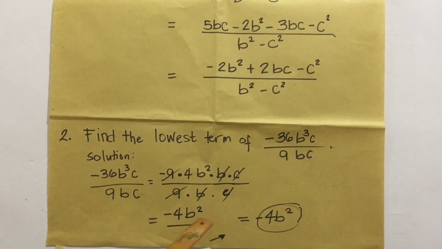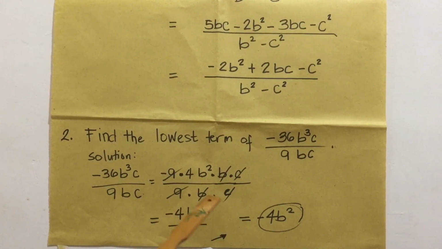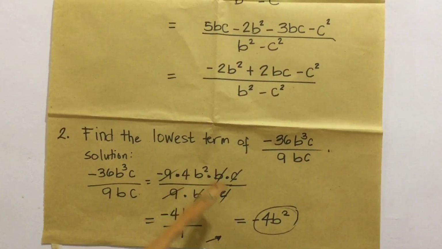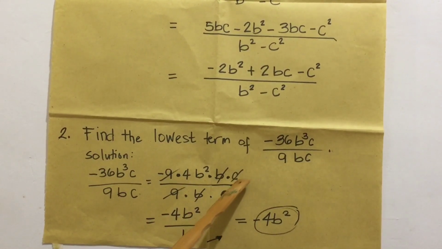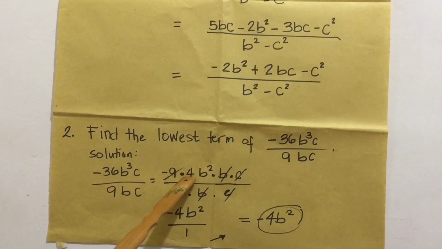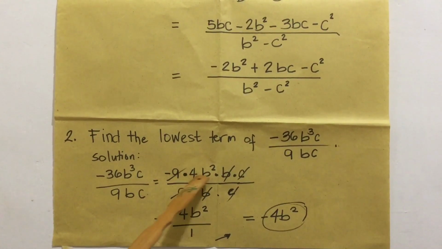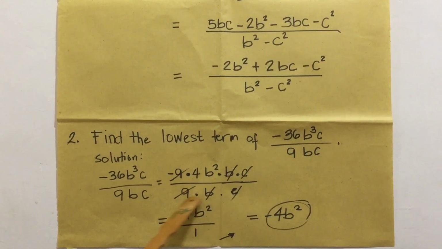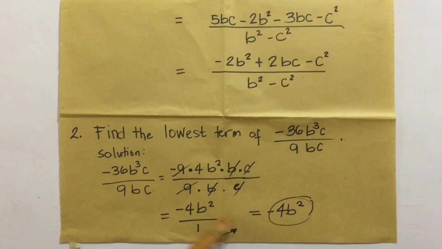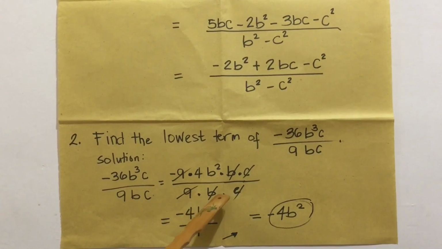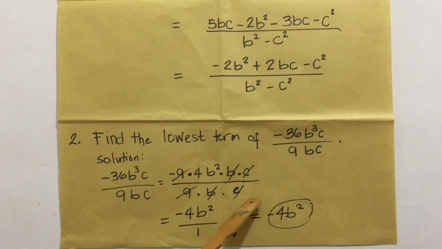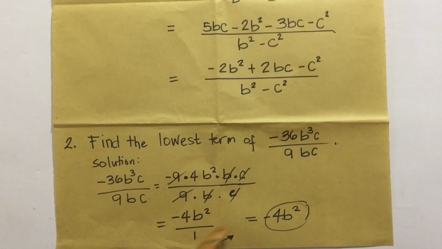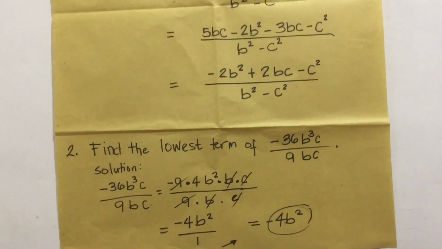Our purpose in factoring is just to cancel the same or common factors. Negative 9 is common, we're going to cancel. Then b cancels and c cancels. So the remaining is 4 and b squared. So we multiply negative 4 times b squared, and we have negative 4b squared over 1. For the denominator, when we cancel, this becomes 1, b becomes 1, c becomes 1, so 1 times 1 times 1 equals 1. Then we divide negative 4b squared by 1, and we have negative 4b squared.